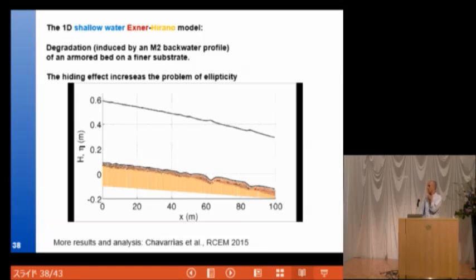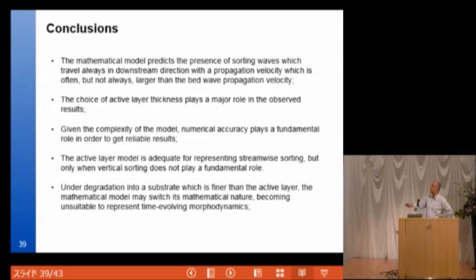Let me draw some conclusions here. What I showed you is that the mathematical model predicts the presence of a sorting wave, which always travels in the downstream direction. We have a propagation velocity which is often, but not always, larger than the bed wave propagation velocity. The choice of the active layer thickness is relevant and plays a major role in the observed results, always.